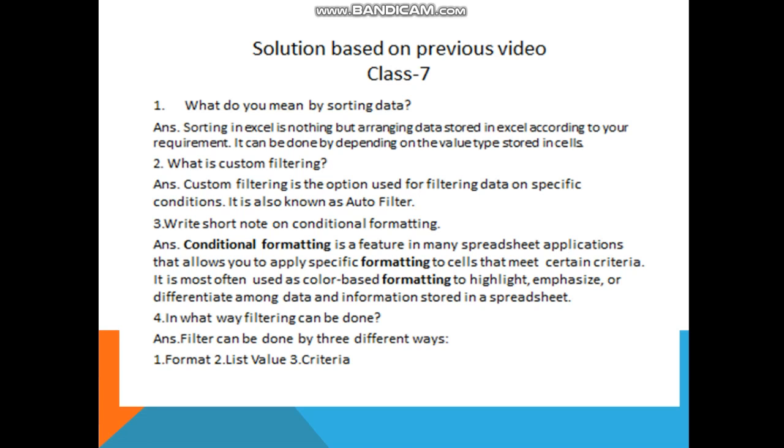Next question, write a short note on conditional formatting. Conditional formatting is a feature in many spreadsheet applications that allows you to apply specific formatting to cells that meet certain criteria. It is most often used as color-based formatting to highlight, emphasize, or differentiate among data and information stored in a spreadsheet. Next question, in what way can filtering be done? Filtering can be done in three different ways: format, list value, criteria.